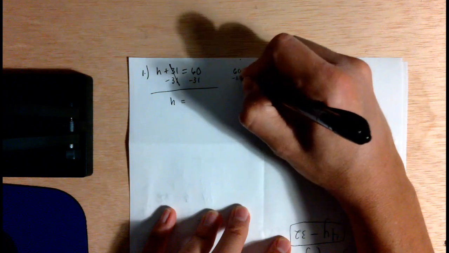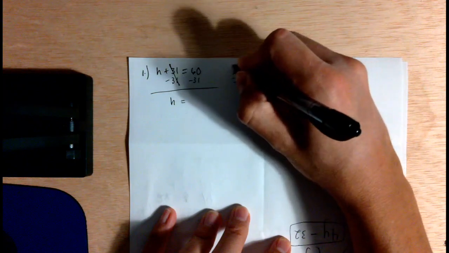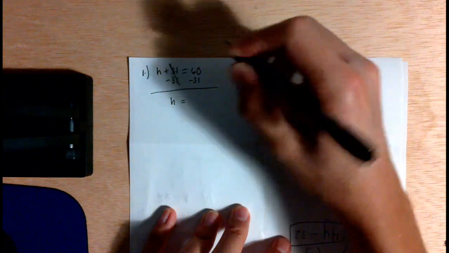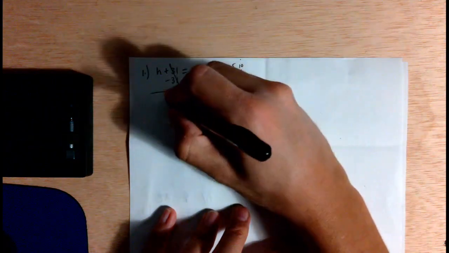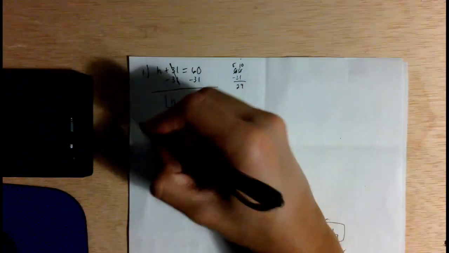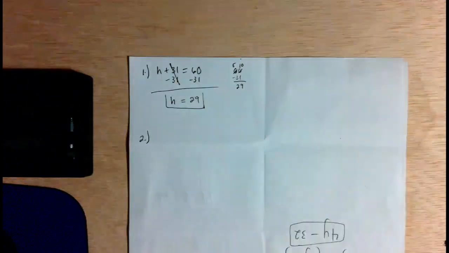60 minus 31. You're going to borrow from the 6, make this a 10. You'll be left with 9, 2, 29 is equal to h. That's your final answer. Alright, let's look at the next example.